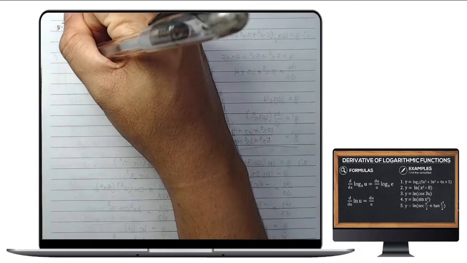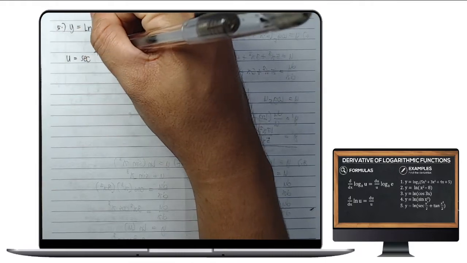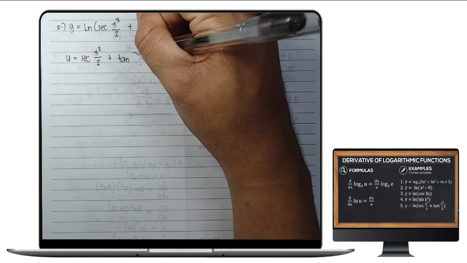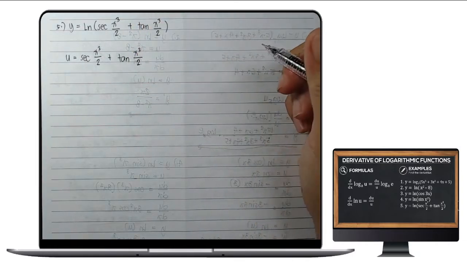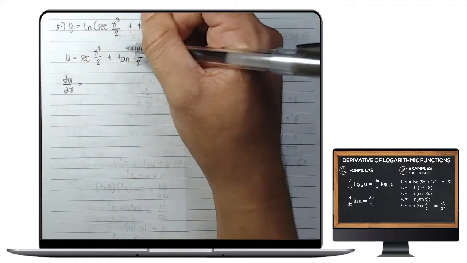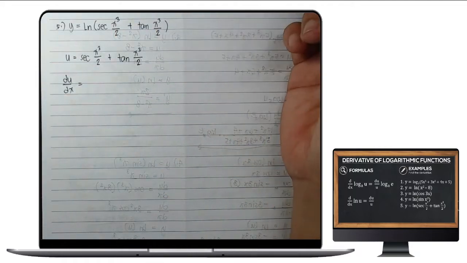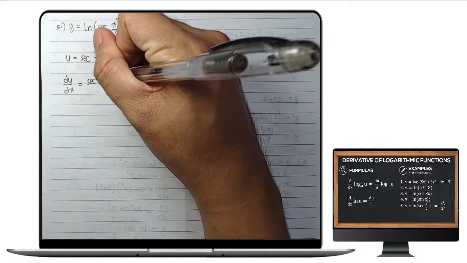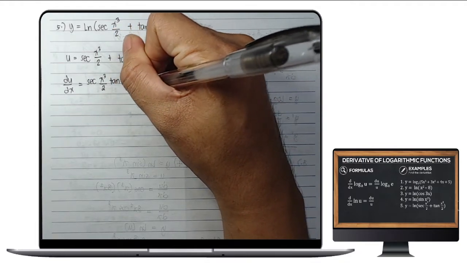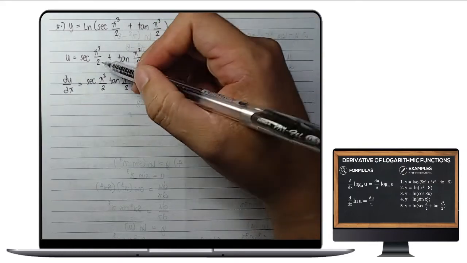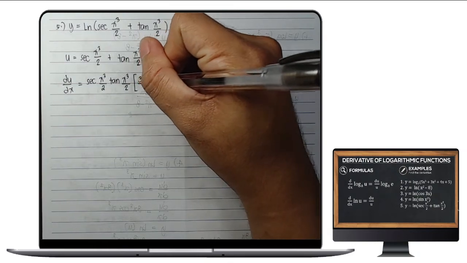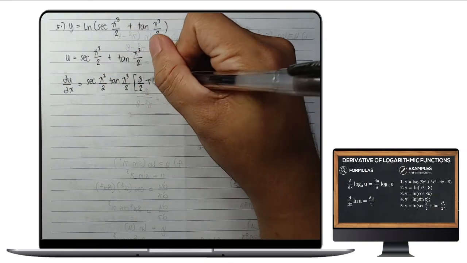So we let u yung nasa loob, that is secant of x cubed over 2 plus tangent of x cubed over 2. And when we get the derivative of this one with respect to x, the derivative of secant is secant tangent. So we have secant x cubed over 2 tangent of x cubed over 2 multiplied by the derivative ng loob. So the derivative of x cubed over 2, we have 3 over 2, then x squared.